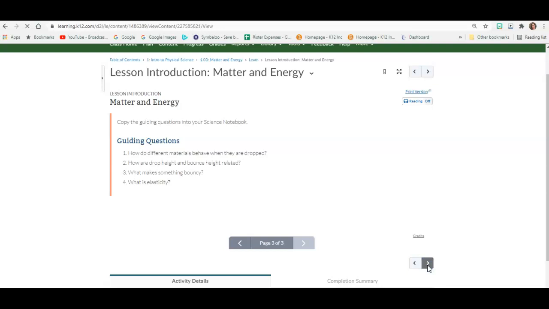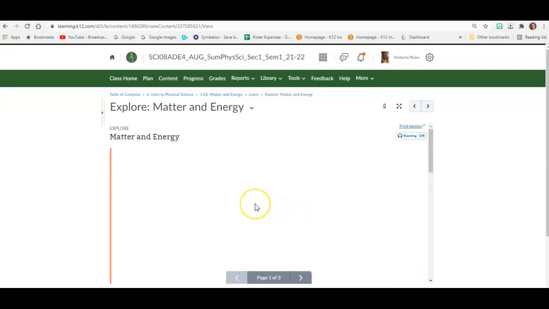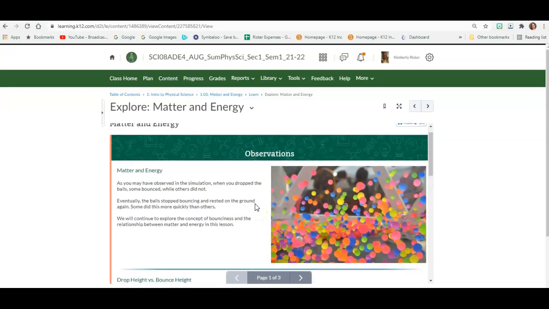All right, so as we move on to the next part of the lesson, we're talking more about matter and energy.